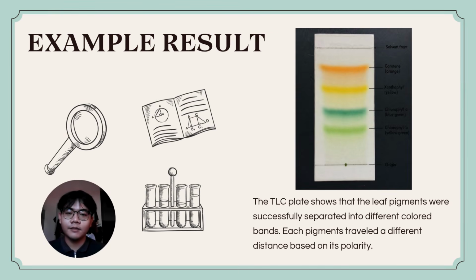This is an example of the TLC result after the experiment. Different leaf pigments are separated into distinct color bands because each pigment has a different polarity and solubility. The pigments that are less polar travel further with the solvent, while the more polar pigments remain closer to the starting point. This separation allows us to identify pigments such as carotene, xanthophyll, chlorophyll a, and chlorophyll b, showing that thin layer chromatography is an effective method to analyze plant pigments.